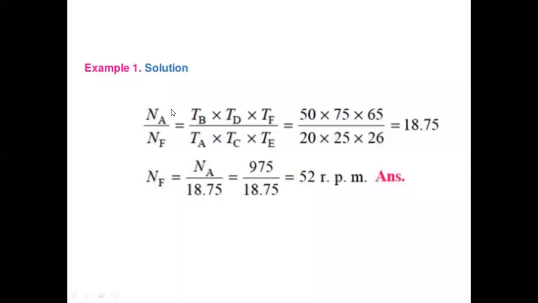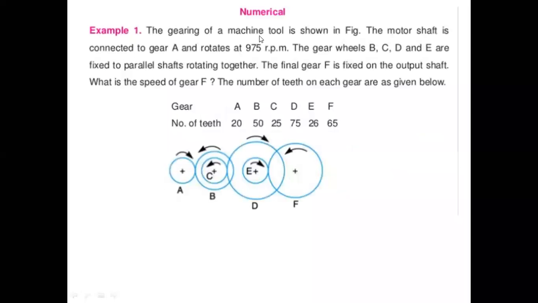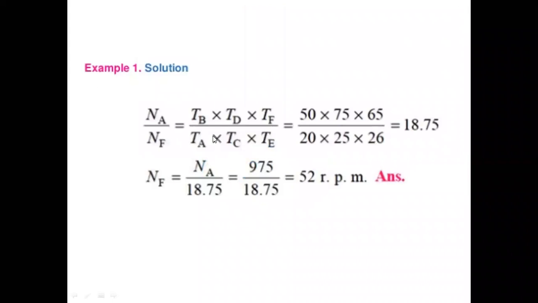We are given that the speed of gear A is 975 RPM. Therefore, if we put in, the speed of gear F is equal to 975 divided by 18.75, which is equal to 52. Means the speed of gear F is 52 RPM. Okay, the answer is 52 RPM.